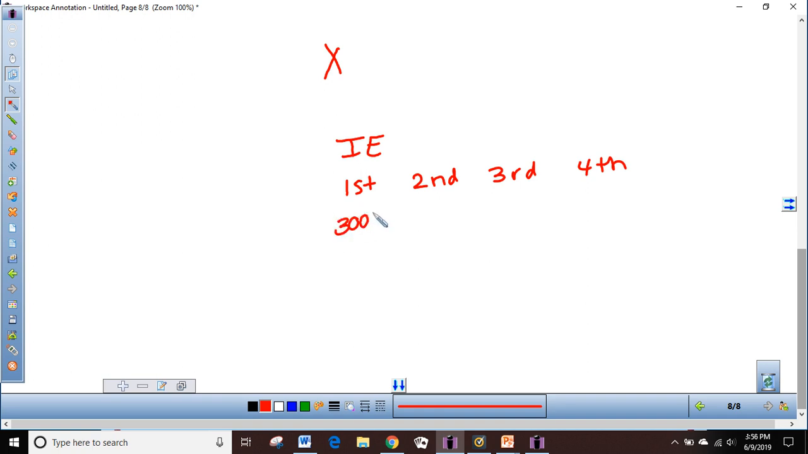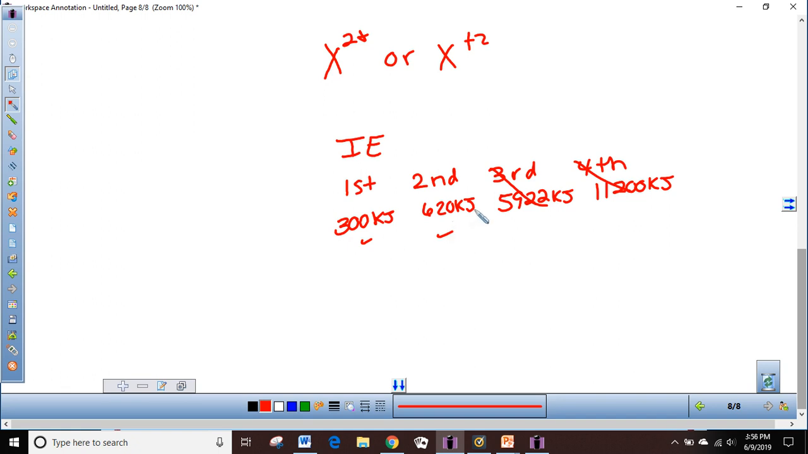So 300 kilojoules per mole, about 620 kilojoules per mole, and then maybe 5,922 kilojoules per mole, and then probably about 11,200 kilojoules per mole. So probably reasonable, huge jump, not going to happen. So we would predict a 2+ or a +2 oxidation number for this mysterious element. Give you one more example.